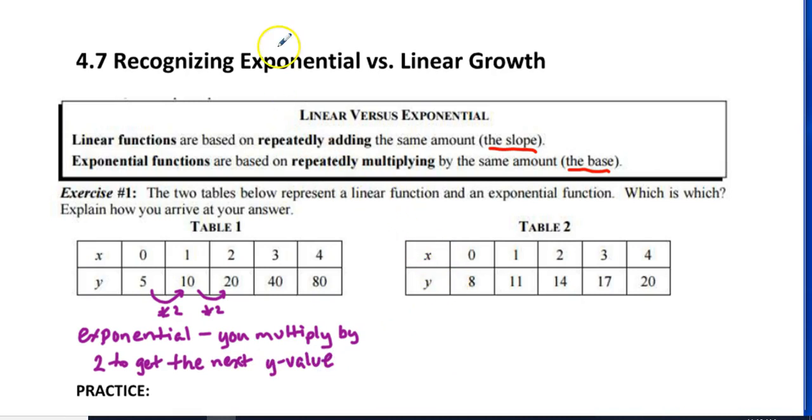All right, well then I guess obviously the second one's linear, but let's confirm that. What's the pattern? So hopefully you recognized 8 to 11 is plus 3. Let's see if that pattern continues. Yep, 11 to 14 is plus 3, and so on. Keeps adding 3 each time. So that's linear.